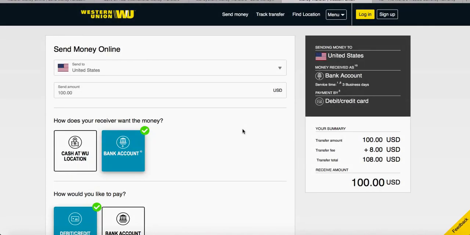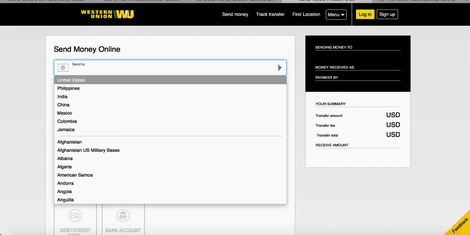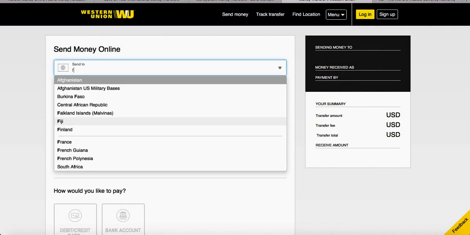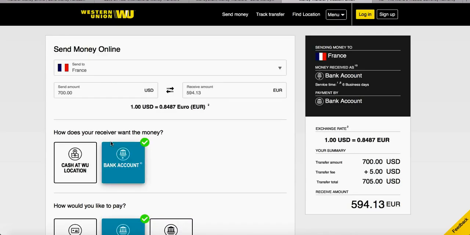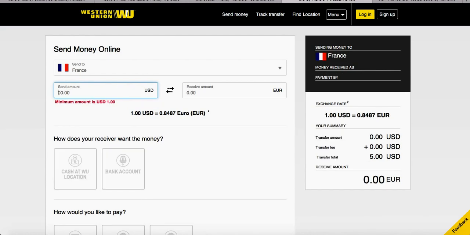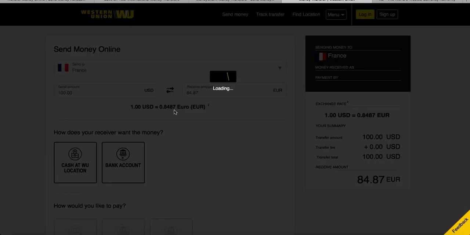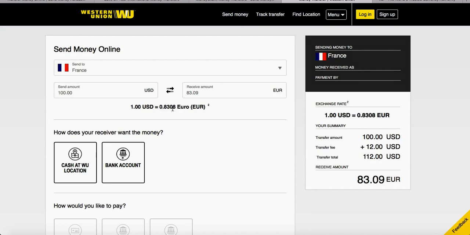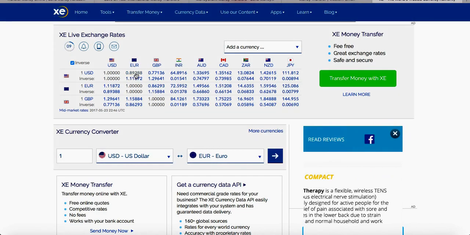It's going to ask us to pick where we are sending the money. For example, here we want to send to France, so we're going to select France so we can get the rates. Exactly, and let's say we are sending $100. First of all, we're going to check the rate. For $1 here, they give you 0.83. If we look at the actual rate, it's 0.89.